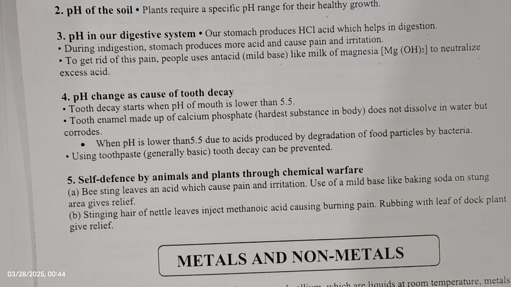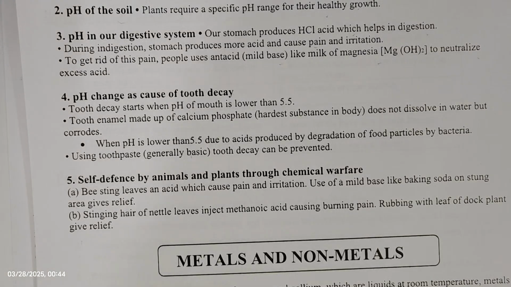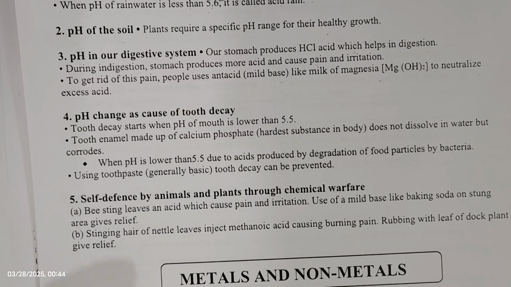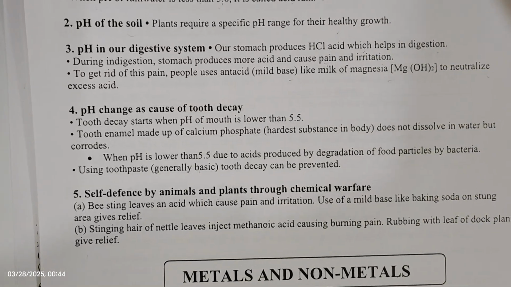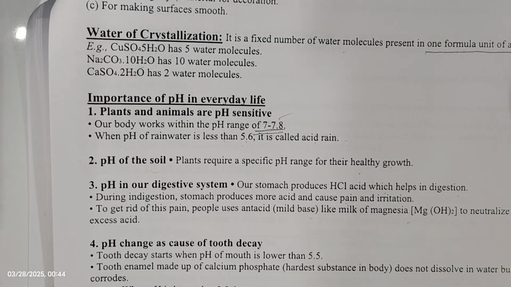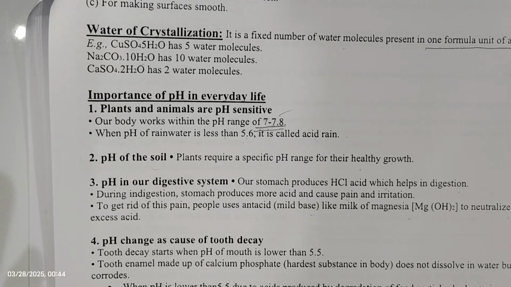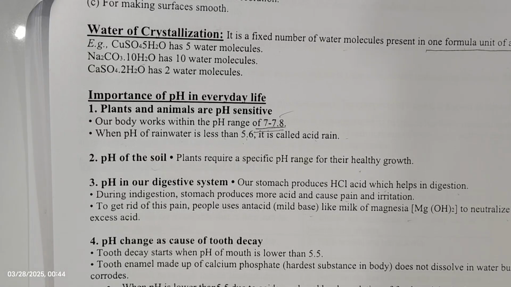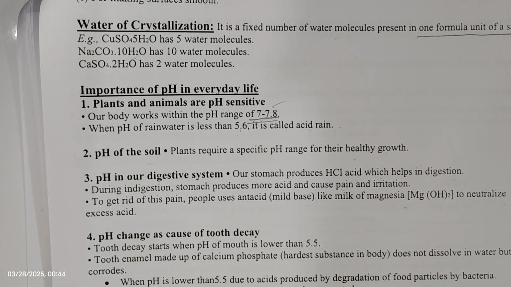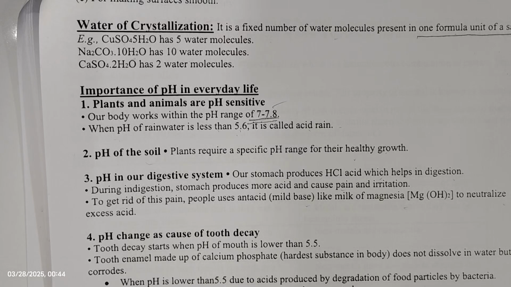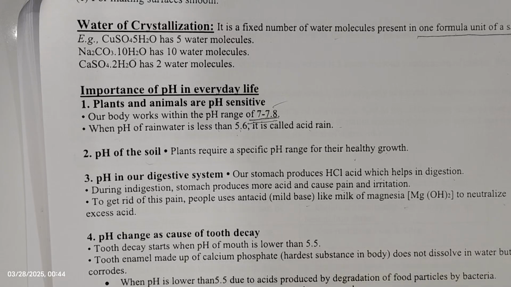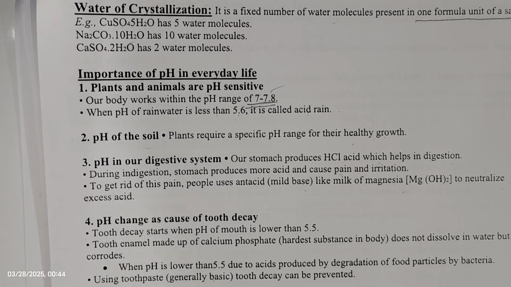These are the important points to remember from the second chapter of chemistry, acids, bases and salts. The important thing is the salts: their chemical formulas, their uses, and how they are prepared. Then water of crystallization, then pH and its importance in our day-to-day life. Keep these important aspects in your mind.